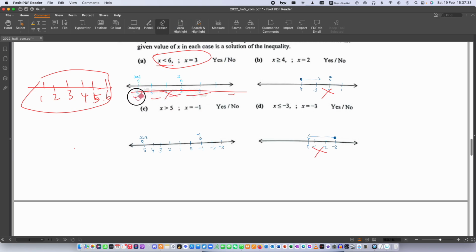So how do you do this question? Let me just do it here. Of course your labeling must be correct first. Use a ruler. 1, 2, 3, 4, 5, 6. Okay, so you mark your x smaller than 6. This is no equal, so it's hollow. Smaller, left side. Where's your x equal to 3? Here. Can you see that they collide with each other? If they collide with each other, it's a solution. Yes, x equal to 3 is a solution. Can you do the rest? B, C, D.